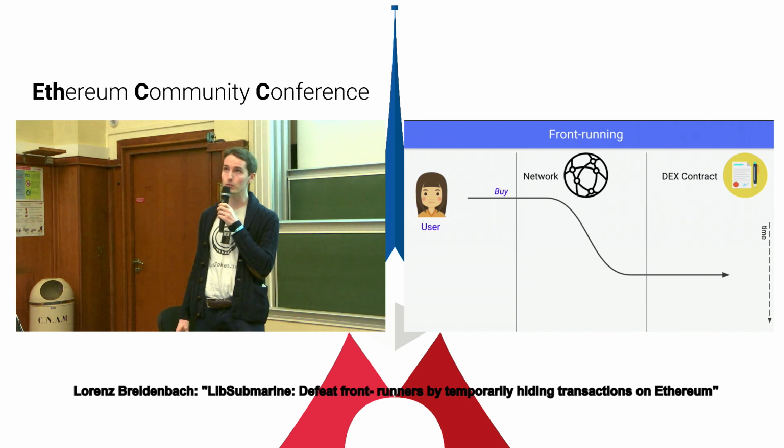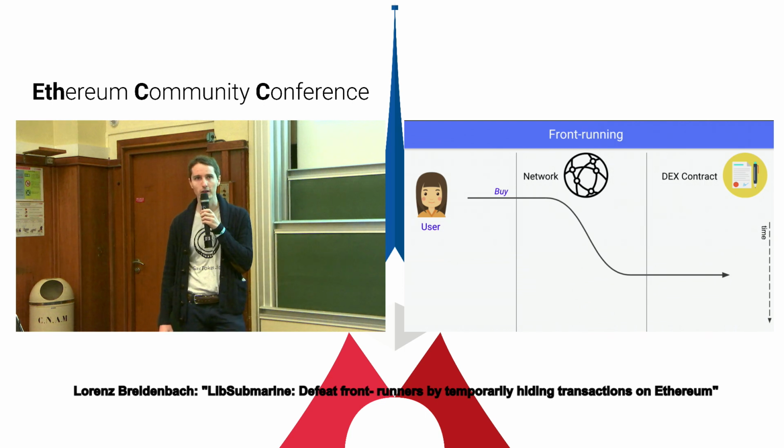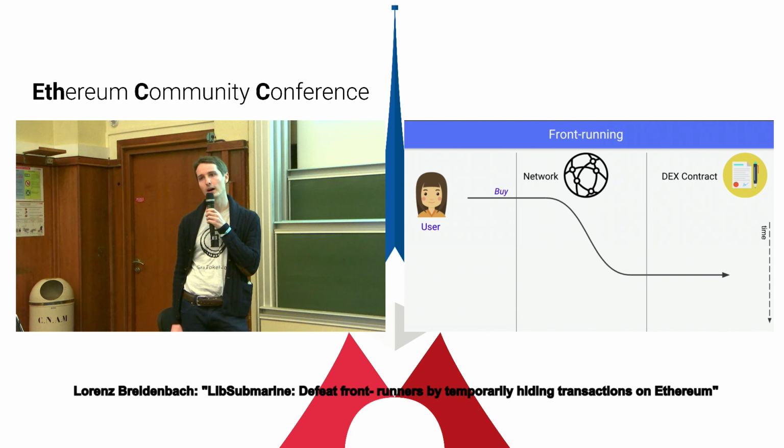So let me give you a brief intro to what front-running is for those of you who don't know. Here we have an example where a user wishes to purchase some tokens from a DEX contract that acts as an automated market maker. Think Bancor or Uniswap, something along those lines. The user will broadcast a buy transaction to the Ethereum network. The transaction will bounce around the network, sit in the mempool, and then eventually get mined.